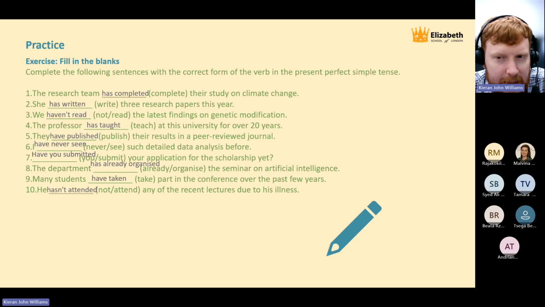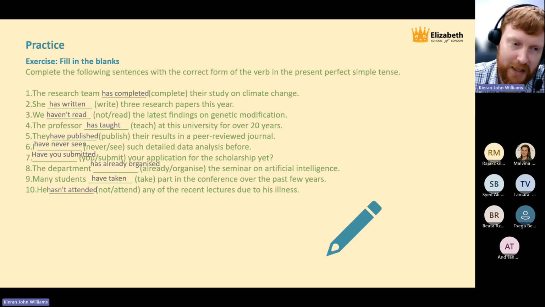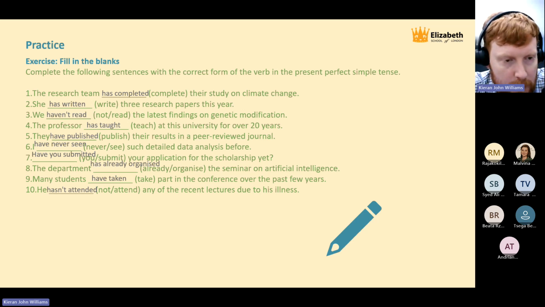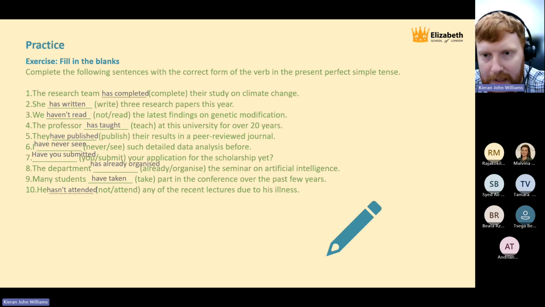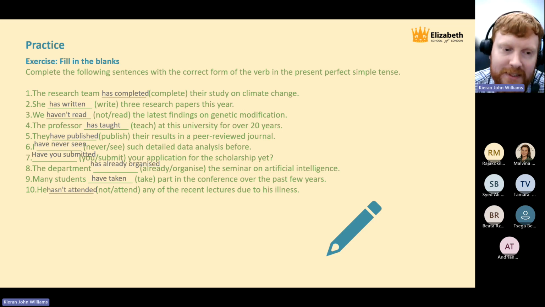Okay. Now, number three, it's a negative one. So what do we need here? We haven't read. Okay, so just be careful with the pronunciation there. We haven't read for the third form. Okay, number four. The professor has taught. So remember, professor is he, she, or it. So the professor has taught. Okay.